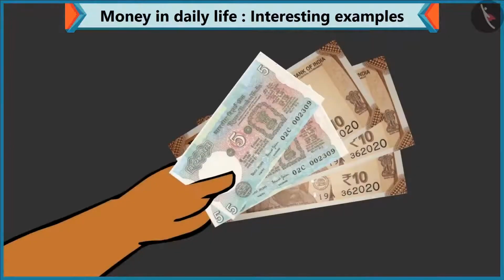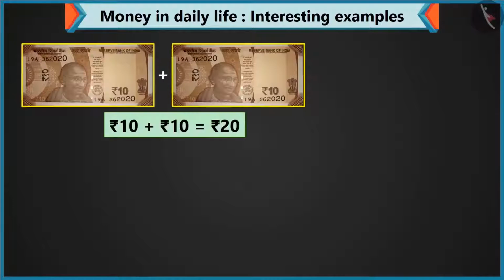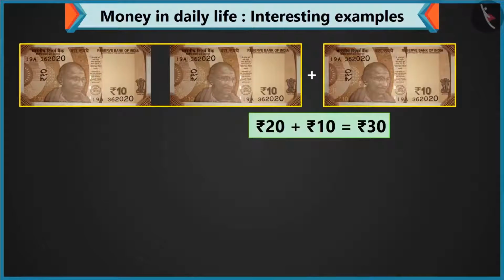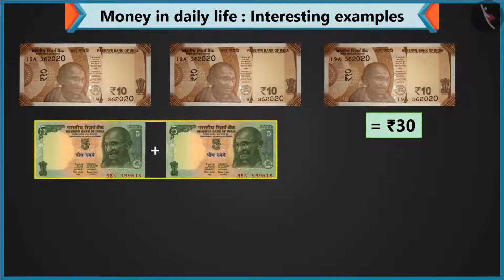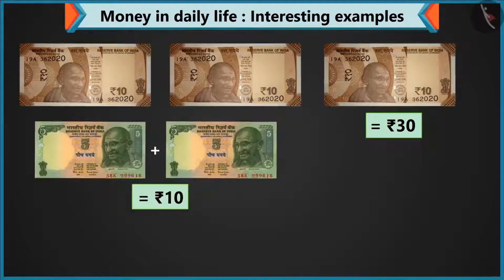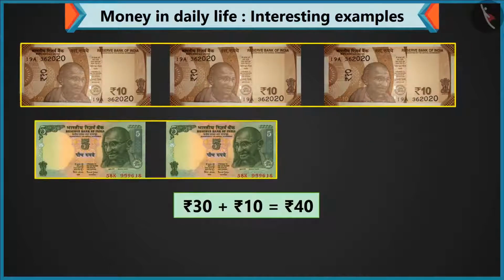Here you go. Look, Chi, adding 2 notes of 10 makes 20. Adding 10 to 20 makes 30. And 10 rupees by adding 2 notes of 5. Yes, 40 rupees on adding 30 and 10.